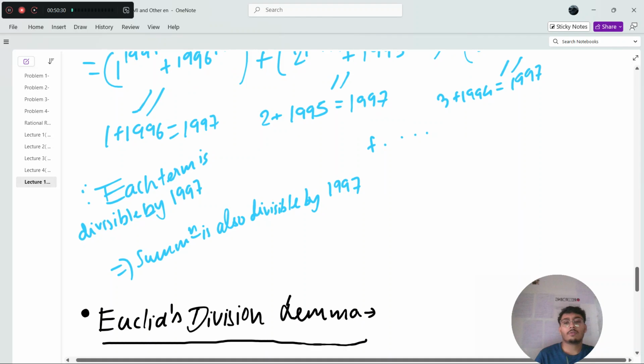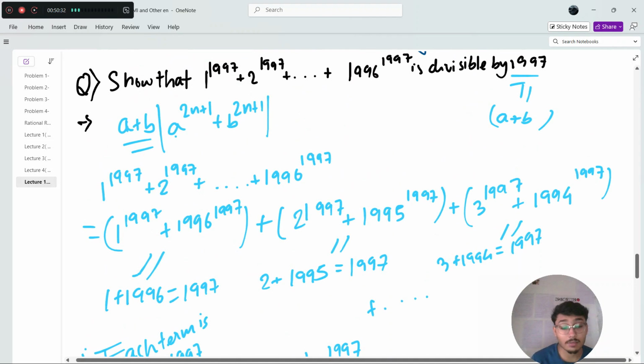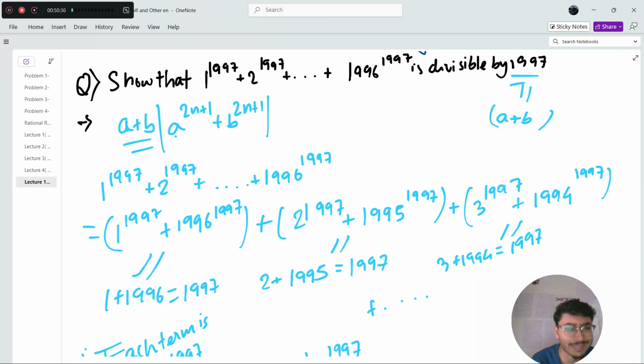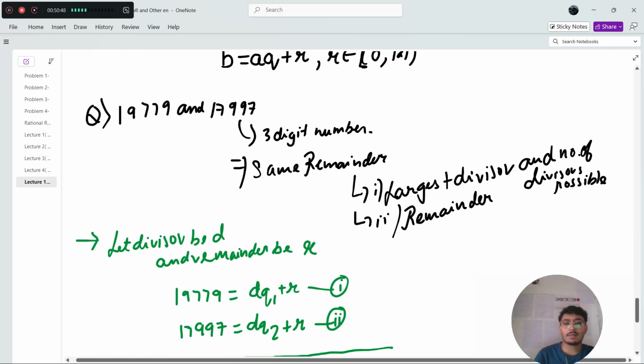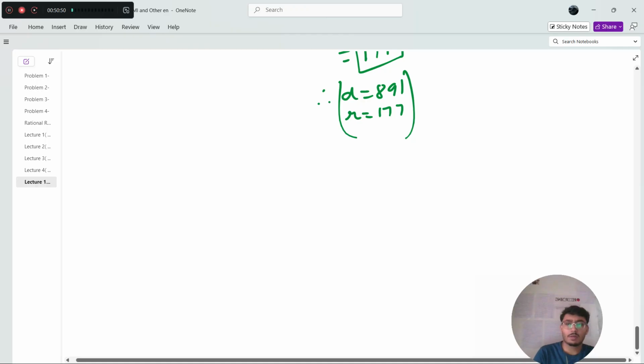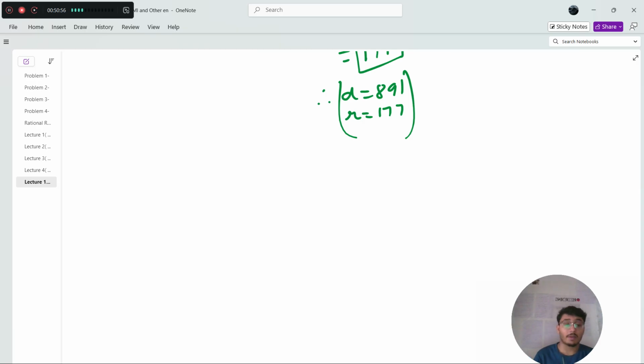Then I did one good question. It most probably had come in some RMO before 2000, as far as I can remember. I may be wrong, so do correct me in the comment box if possible. Then came Euclid's division lemma: if a and b are two integers, this and this, then I did one nice question, a tricky one, not that much tricky. So that's it for today, guys. The 11th video and my first in the series of number theory.